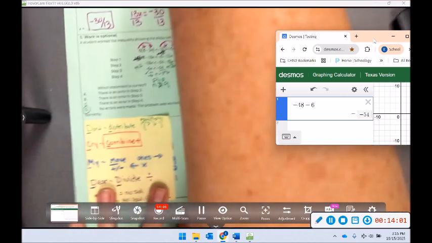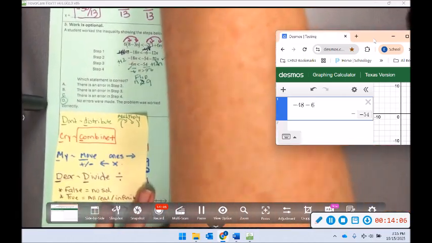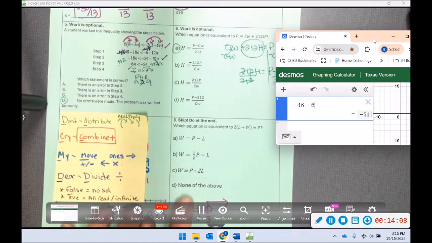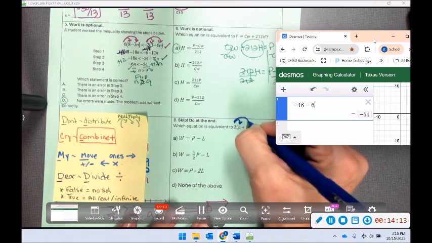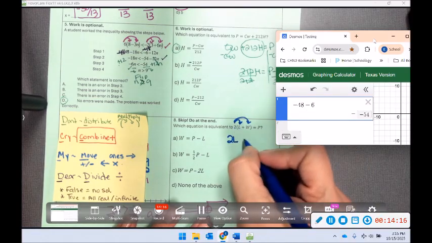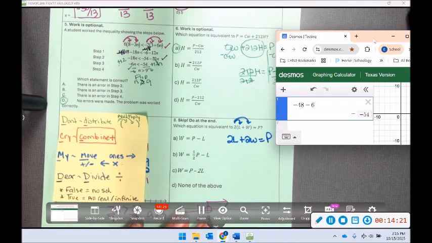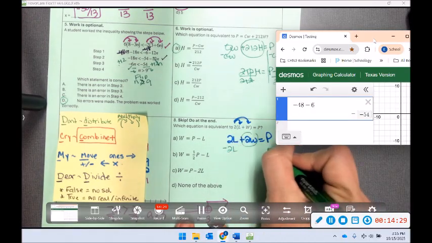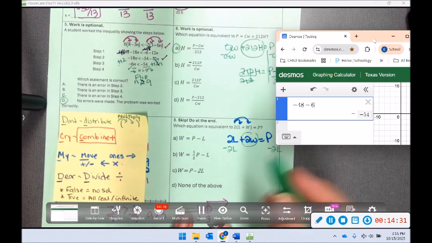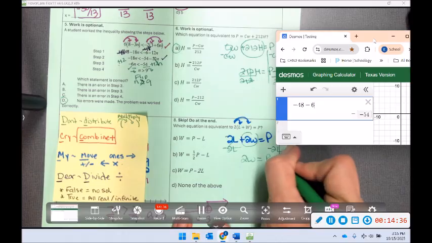Okay, if you're looking at this problem, they wanted me to solve for w, and I know they want me to solve for w because these all say w equals. So first step, get rid of those parentheses, still following the same rules. So 2 times L is 2L. 2 times W is 2W. The P is not in parentheses, so it doesn't get multiplied. Okay, we're solving for W, so I'm going to isolate, and I'm going to move the 2L to the other side, minus 2L.